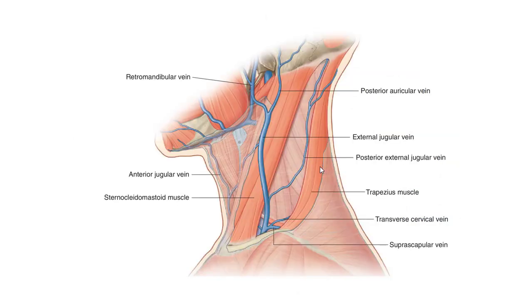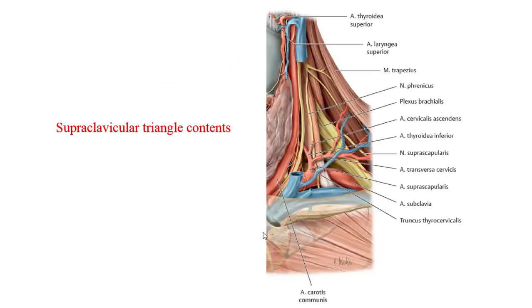The external jugular vein, into which the retromandibular and posterior auricular veins drain, is located superficially behind the sternocleidomastoid muscle, and finally drains into the subclavian vein. This triangle also contains a portion of the brachial plexus and its branches, and the cervical plexus and its branches, such as the phrenic nerve, which innervates the diaphragm.